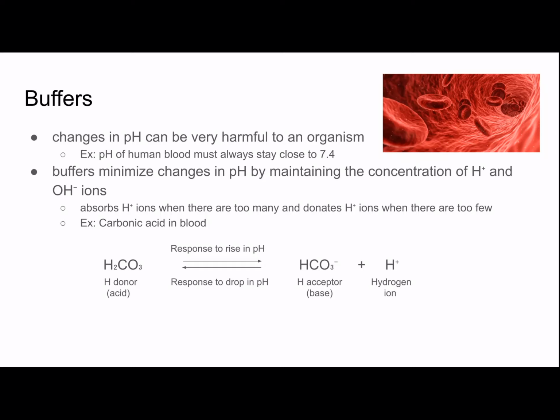And if we look at the arrow going the opposite direction, if there's a drop in pH, hydrogen ions will be accepted by the hydrogen ion acceptor, and hydrogen ions will basically be taken out of the blood, right? Because a drop in pH means it's getting too acidic. So hydrogen ions must be taken out to raise the pH level to normal. So buffers are really important.